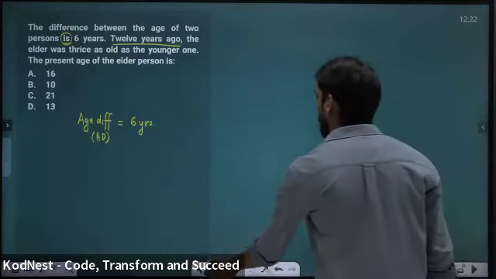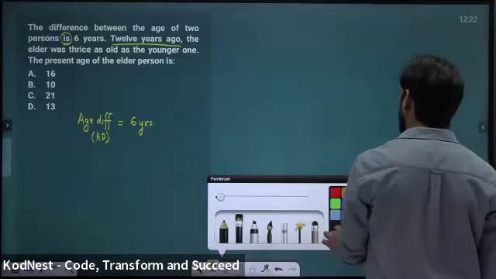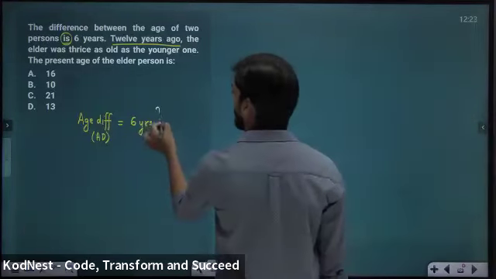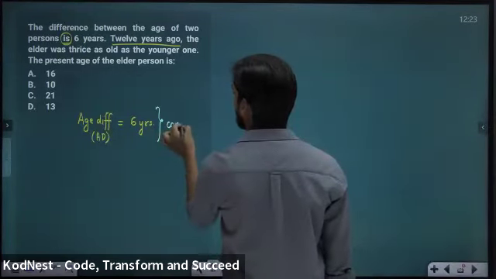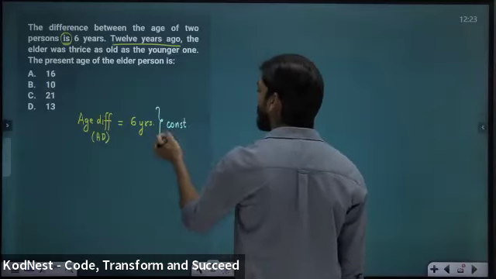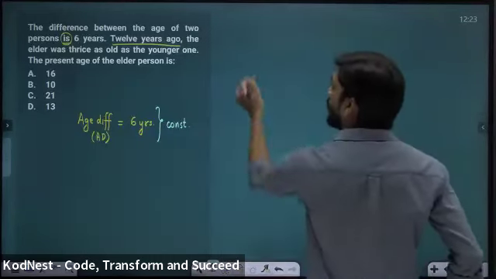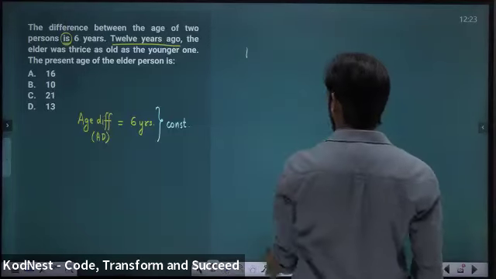Now, this is the first line. Just for clarity, I'm writing it is constant. That's why we are not writing the time. All right. 12 years ago, they have given something.